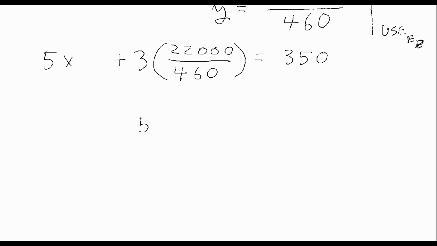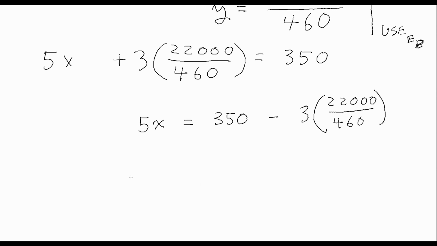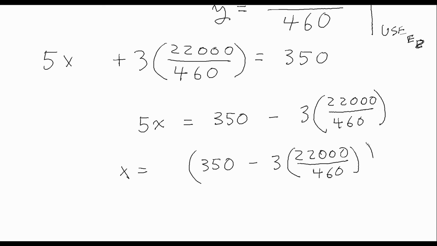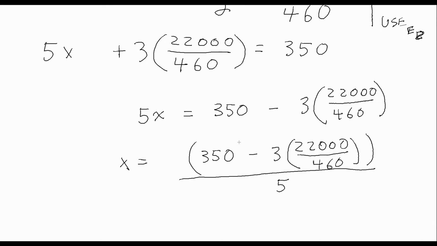Now, let's solve this equation for x, assuming that we can all do that at this point. So 5x would then be equal to 350 minus 3 times 22,000 divided by 460. And then I'm going to divide both sides by 5, and I get my answer, which is 350 minus 3 times 22,000 divided by 460, and that is all going to be divided by 5. Now is a good time to bring in some technology.